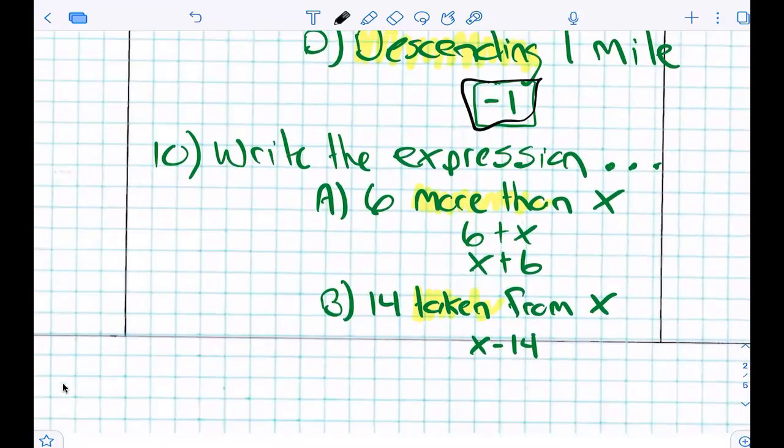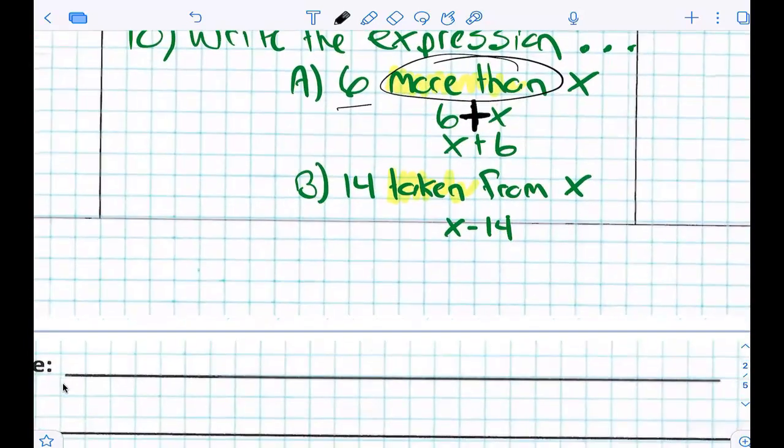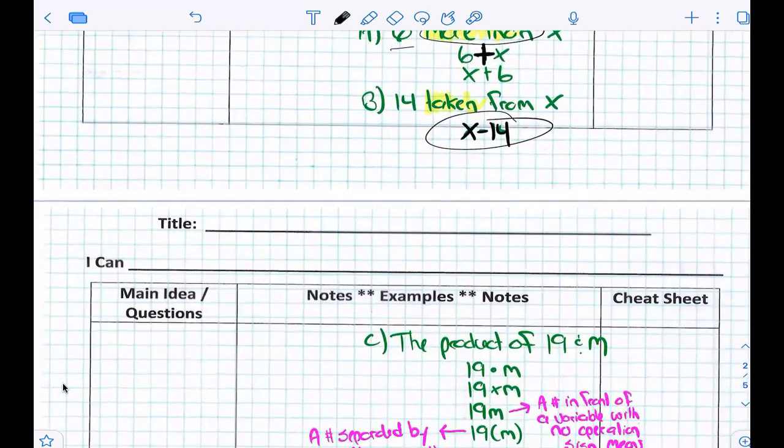Now, expressions are pretty similar. We have to pay attention to these keywords here, right? 6, what does more than mean? Addition. So 6 more than x. 14 taken from x. Oh, we have to be careful here. We're actually taking 14 from x. So what should I put first, the 14 or the x? The x, to show that we're taking 14 from it, right? Okay. More keywords here.